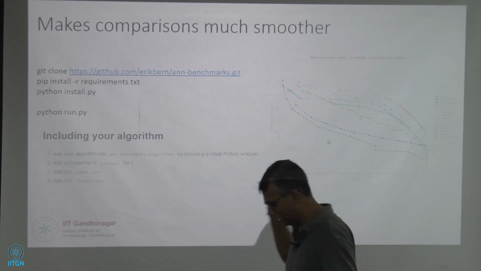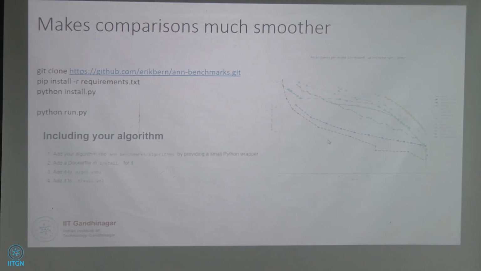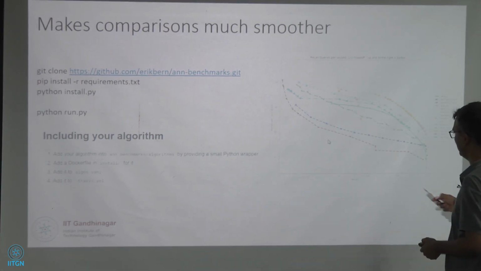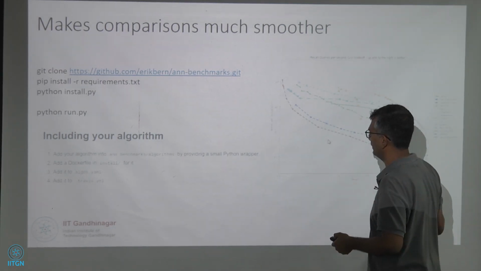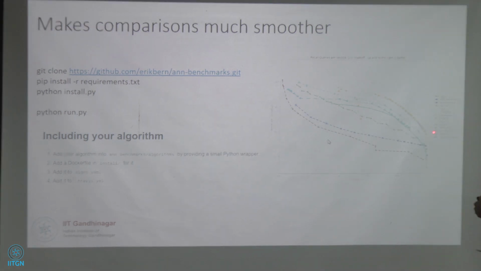You run a few Docker scripts, and then you can add it to his library, to whatever this Git repository that he has. And it immediately generates all of these plots. This is the plot of the recall, the one nearest neighbor accuracy, versus the speed. And now this is comparing like 10 different algorithms here, which would be very painful for you to compare if you are developing a new algorithm.